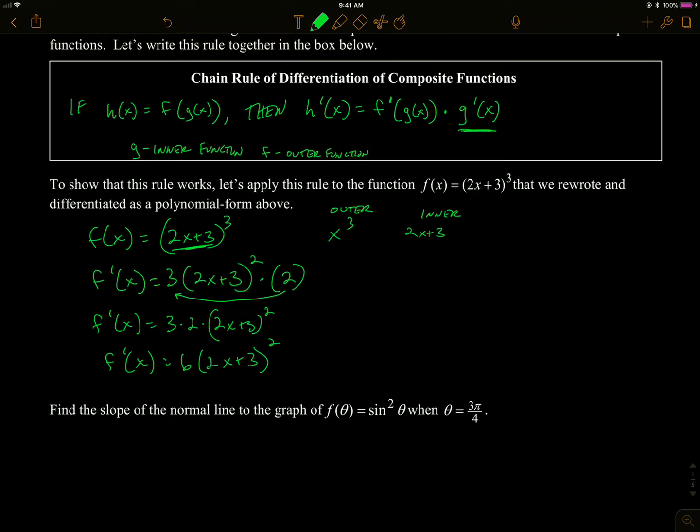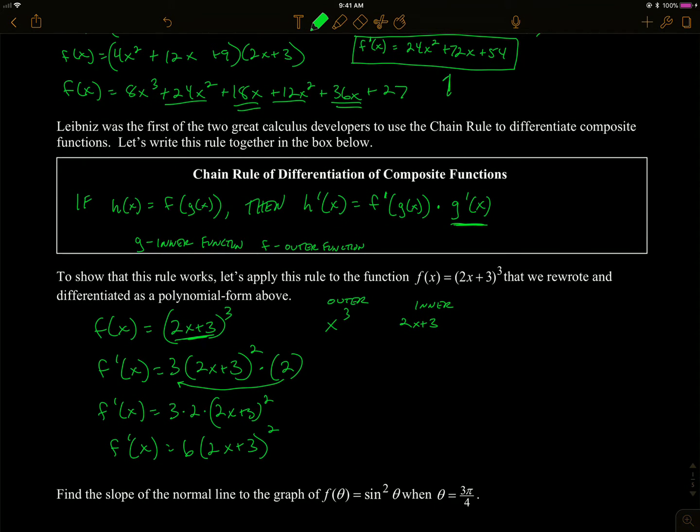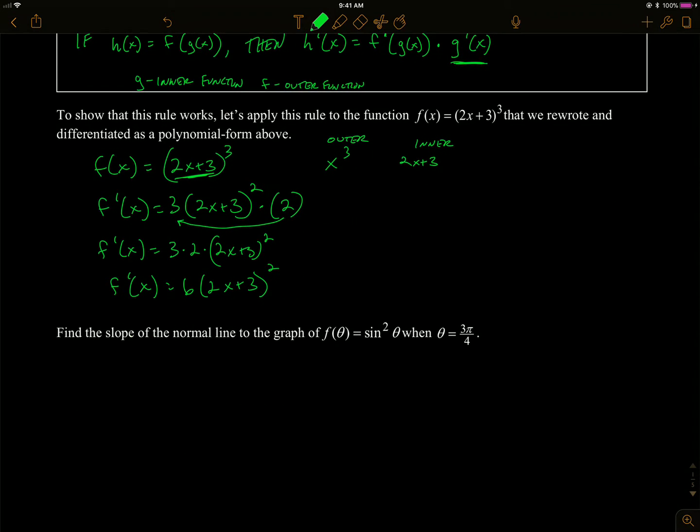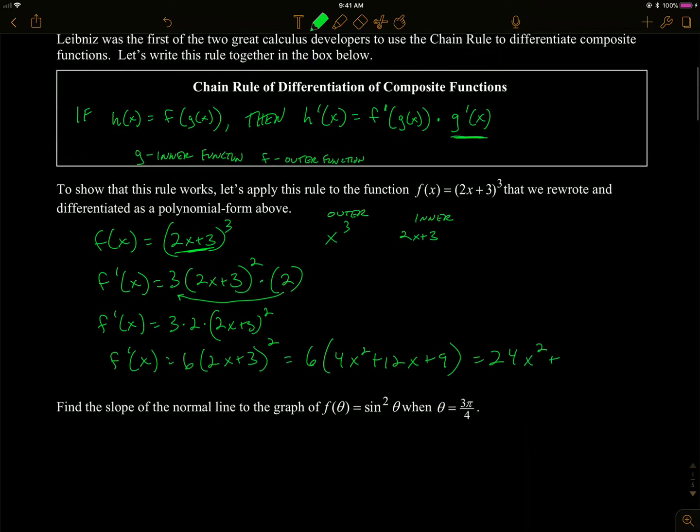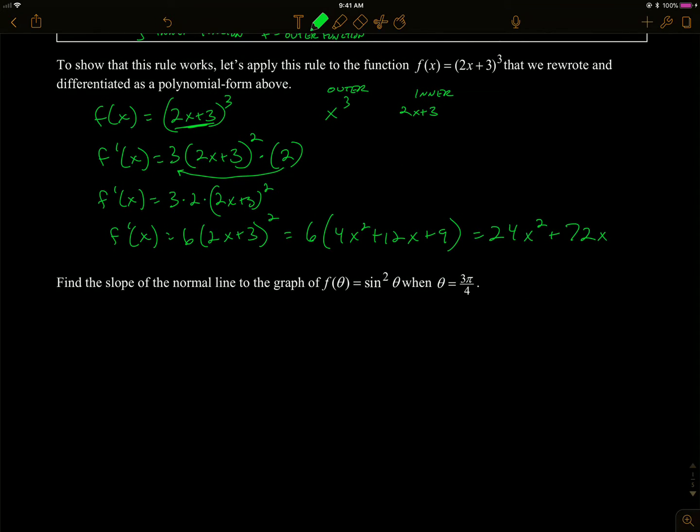That's our derivative. Now, does that derivative match this one? It will. If I multiply out the 2x plus 3 squared, then distribute the 6. So let's do that. 6 times 4x squared plus 12x plus 9. I distribute the 6. I get 24x squared plus 12 times 6 will be my 72x. And then 9 times 6 is 54. So there's my final derivative.